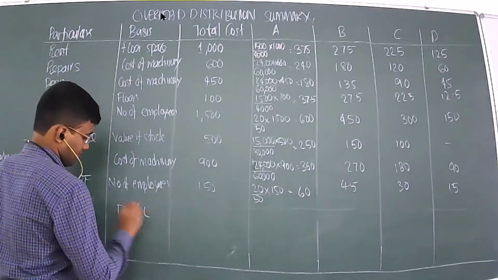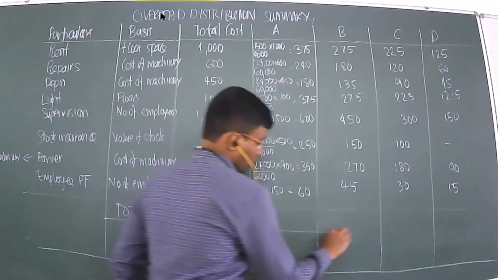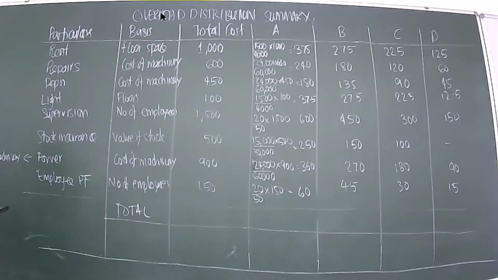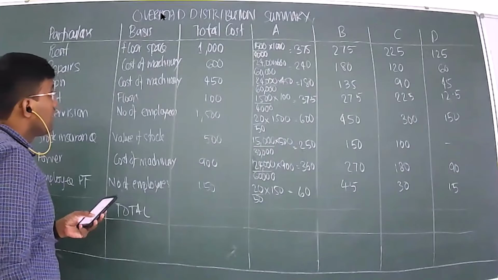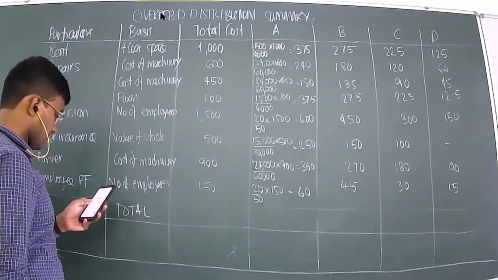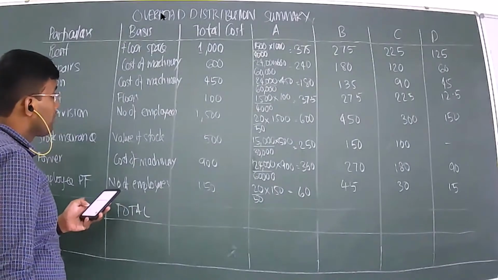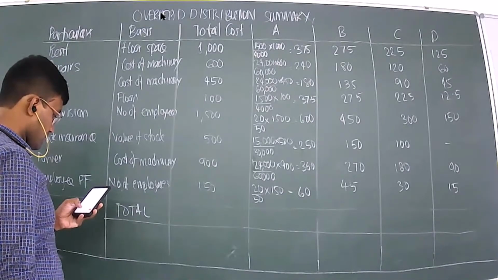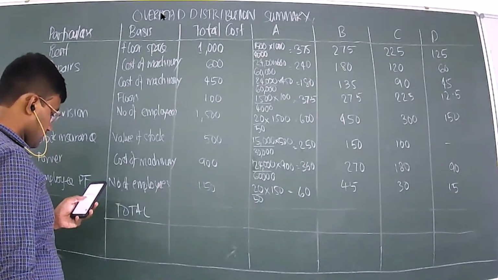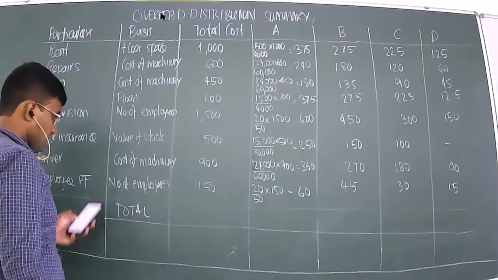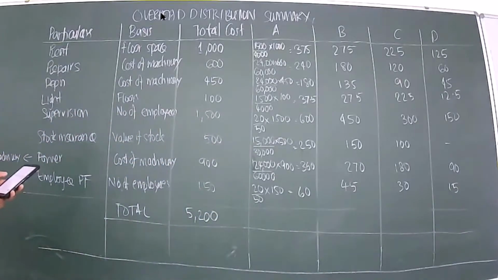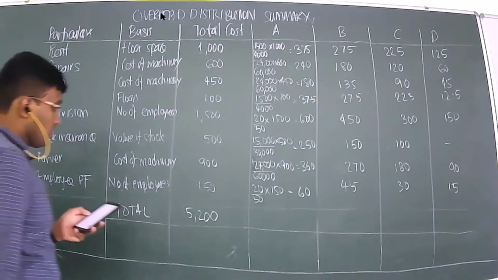Now we have to total this up. First let's total up the total cost. So 1000 plus 600 plus 450 plus 100 plus 1500 plus 500 plus 900 plus 150. Here your total is 5,200. So that is your total overhead.